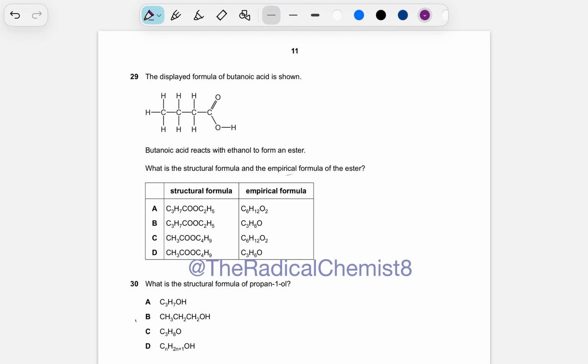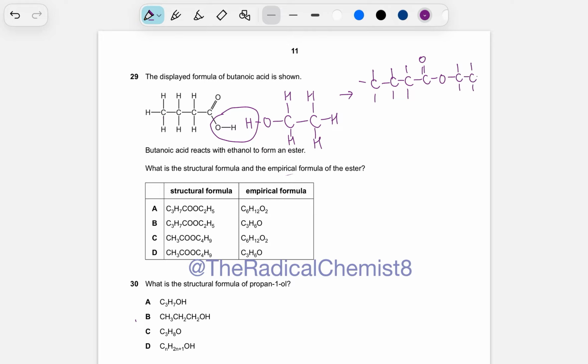Next question, 29. The displayed formula of butanoic acid is shown. Butanoic acid reacts with ethanol to form an ester. What is the structural formula and the empirical formula of this ester? So this carboxylic acid reacts with ethanol. So this is ethanol. When an ester is formed, you lose the OH from a carboxylic acid and the H from the alcohol. So this is going to form this carboxylic acid and alcohol compound. So that's the carboxylic acid bit, the O, and this is the ester group.